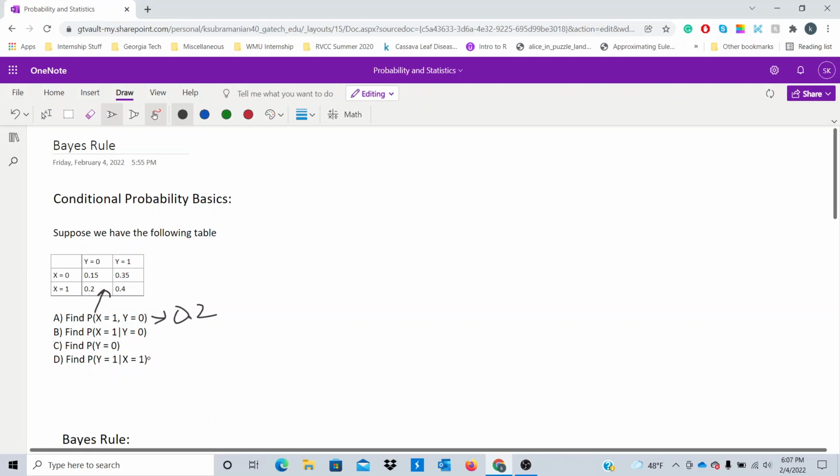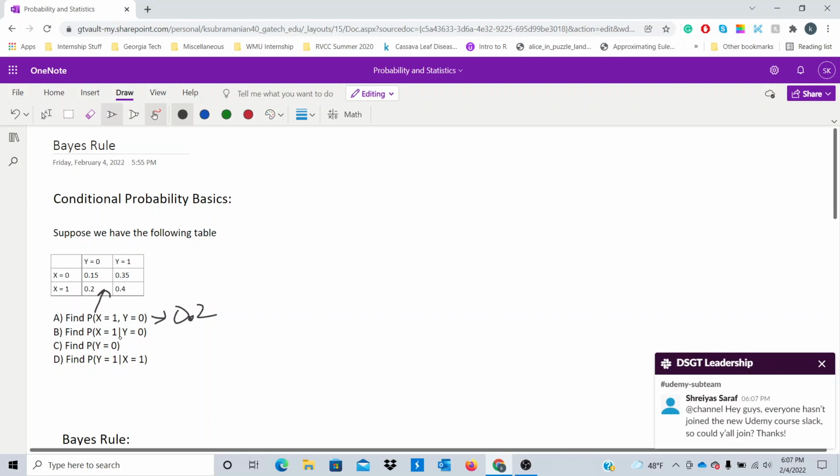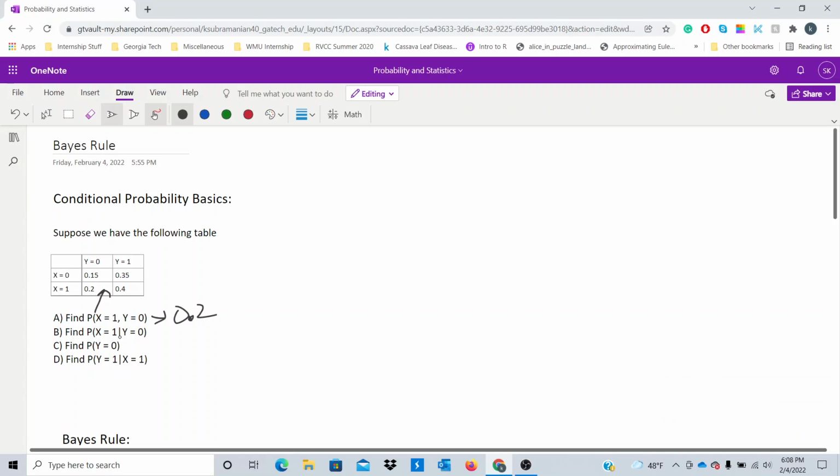All right. Question B. Find the probability that x equals 1 given that y equals 0. If you recall from our prior video, when we have this vertical line in a probability statement, it means given. So in part B, we're asking, given that we know y is 0, what is the probability that x equals 1? In other words, among possibilities where y equals 0, what is the chance that x equals 1? If you look at our table, the possibilities where y equals 0 are this entry and this entry. So let's formulate our probability.